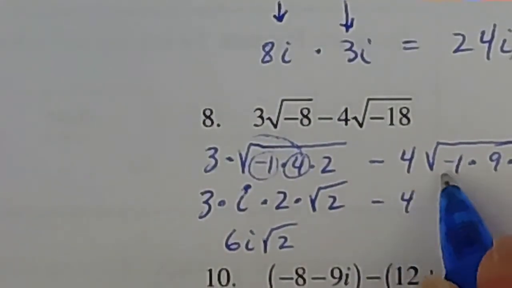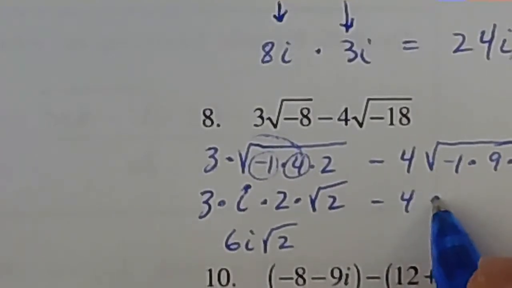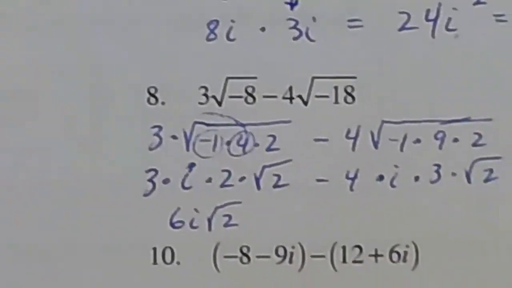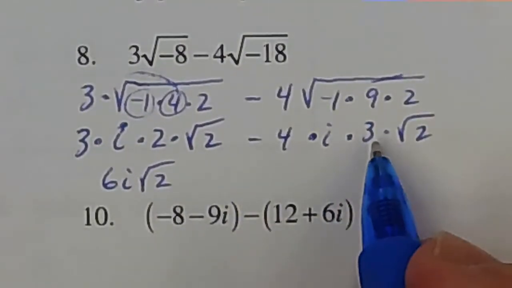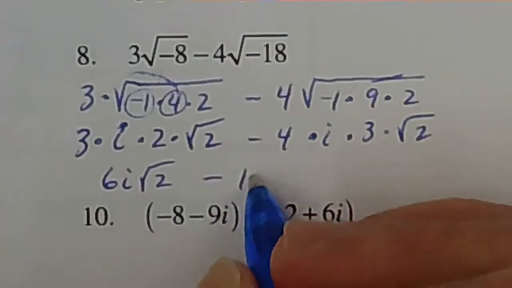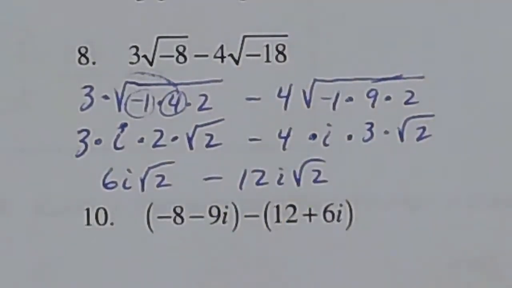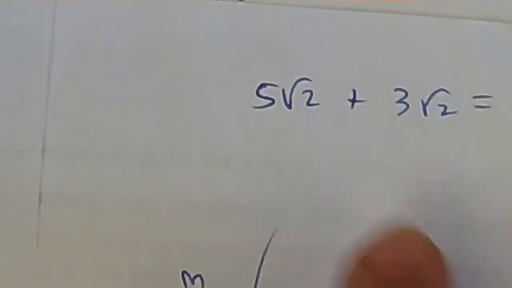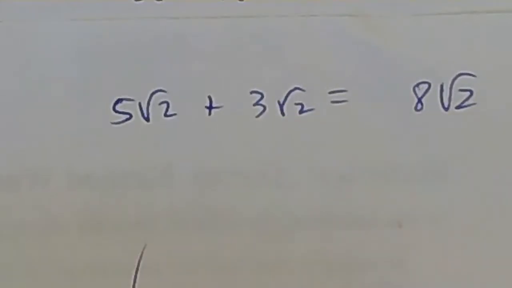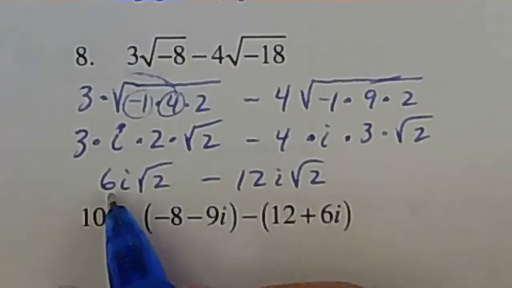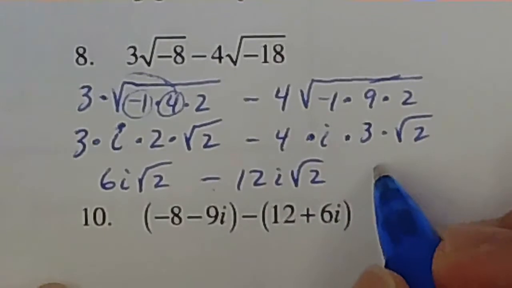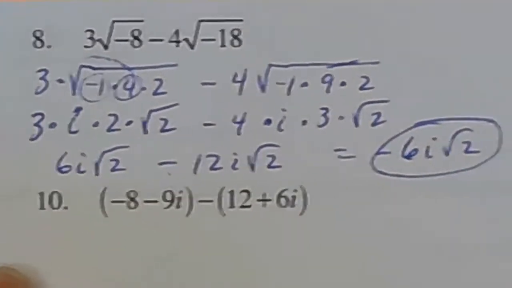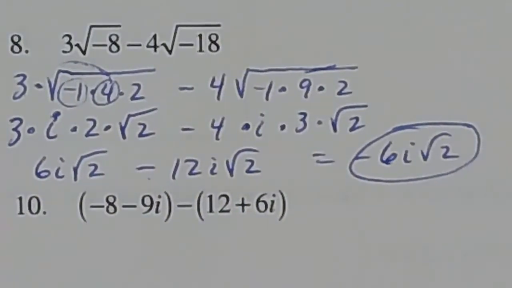Next one, once again, if I break it down piece by piece, this is going to be i, this is going to be 3, and then the square root of 2 stays in there. So I have 12i square root of 2. Okay. Now they're like radicals. I do have an imaginary unit there, but that's okay. But to that step I was talking about before, we can add these together. All right, so 6 minus 12 gives me negative 6i square root of 2. That was probably the toughest one so far.